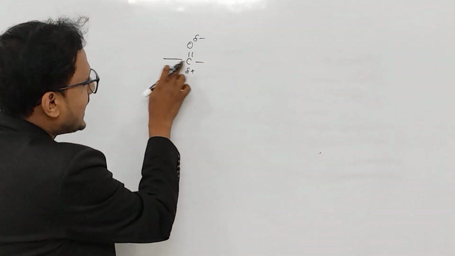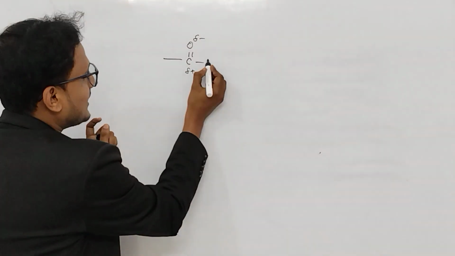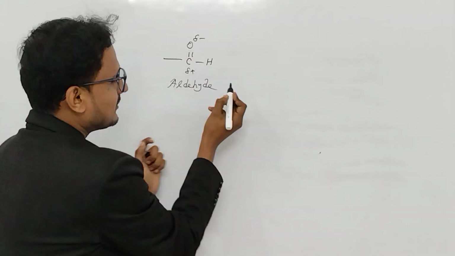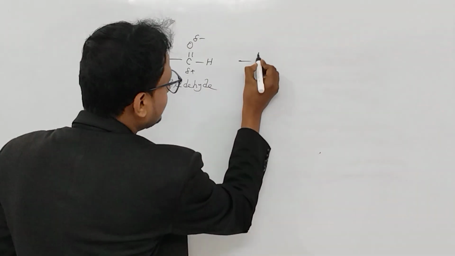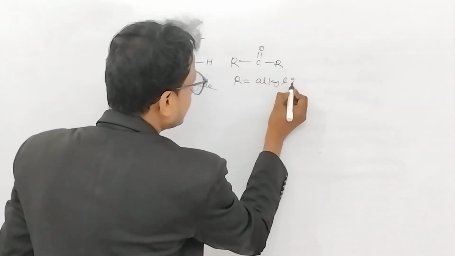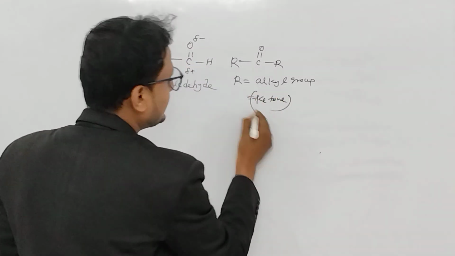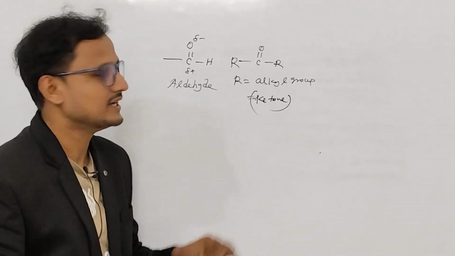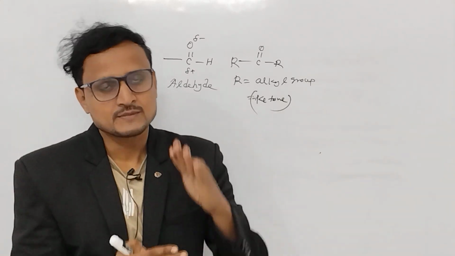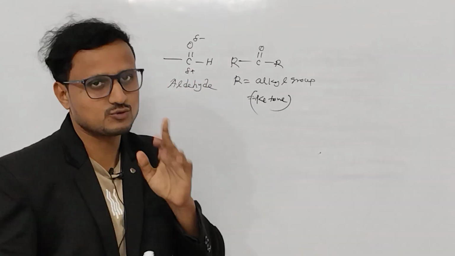Now these 2 hands that are joined to this carbon, if at least 1 of them has a hydrogen, then the compound, the group you can say, will be an aldehyde. And if these 2 are only R, where R is the alkyl group, then the compound will be a ketone. So this is the major structural difference between aldehyde and ketone. The aldehyde must have 1 hydrogen attached to the carbonyl group, but the ketones must have the R group.